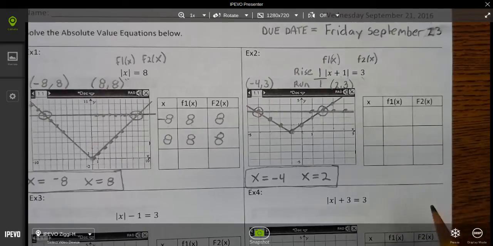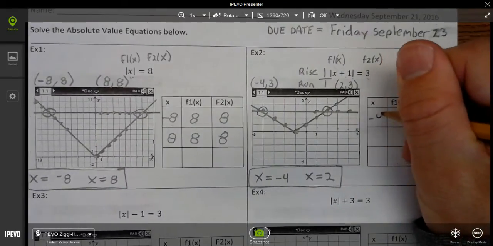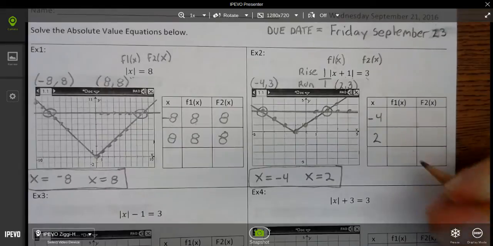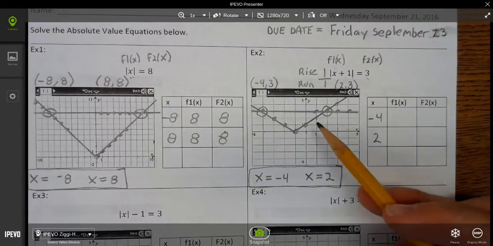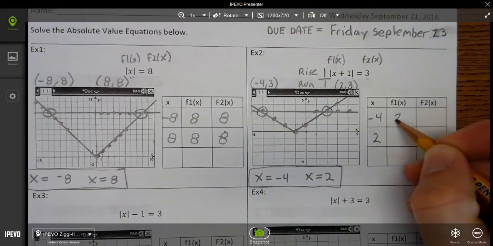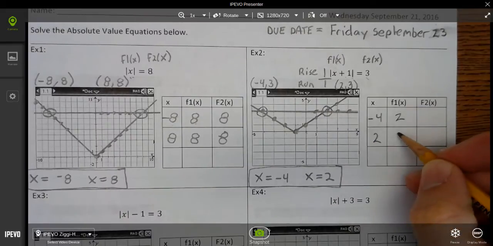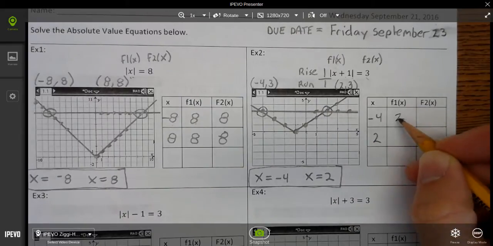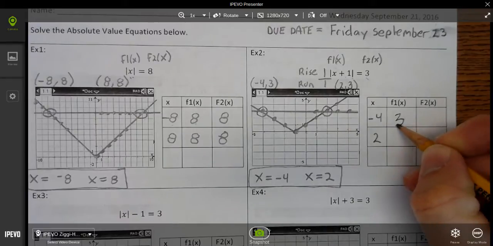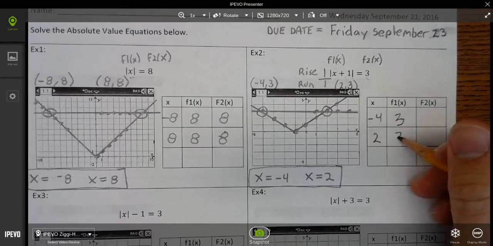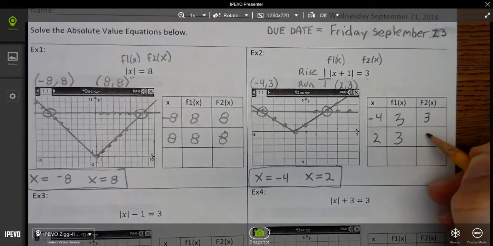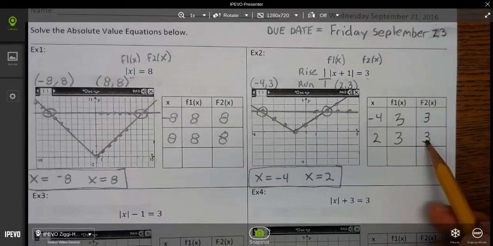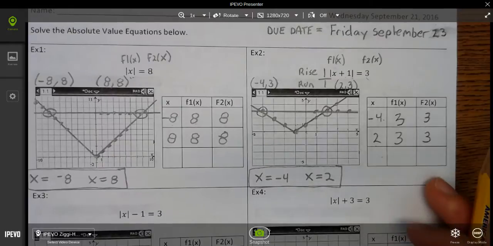All right. So in our table, we know that x is negative 4, x is 2. And so now let's look at both. So we know that at negative 4, this point is 2 for f1 of x, and at 2, this is 2. Well, I'm sorry, 3. F negative 4 is 3. And this point is 2, 3. Well, in f2 of x, all the values are 3. So since these are the same, we can see that these are the solutions.